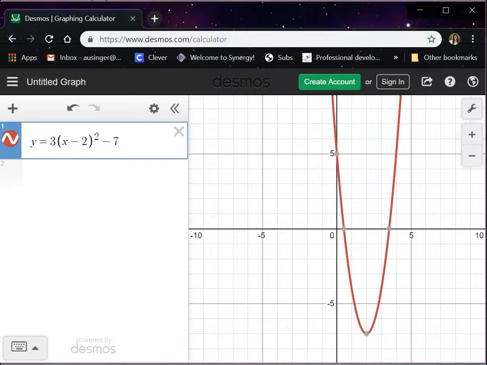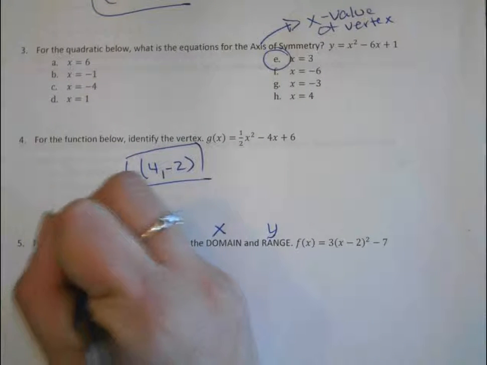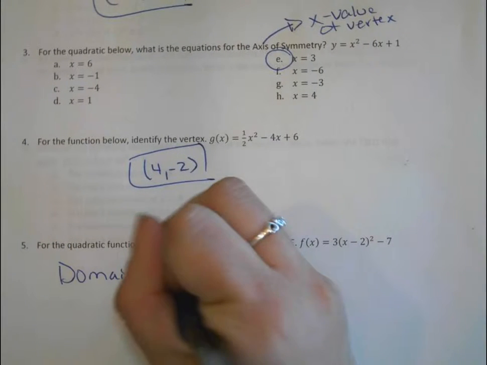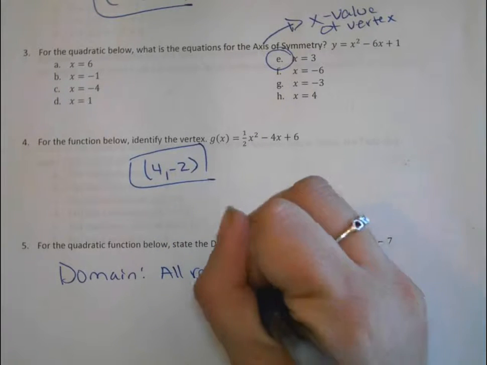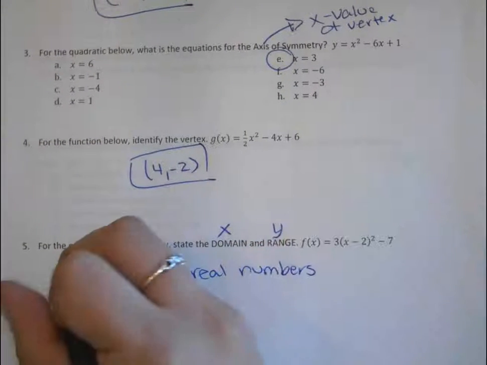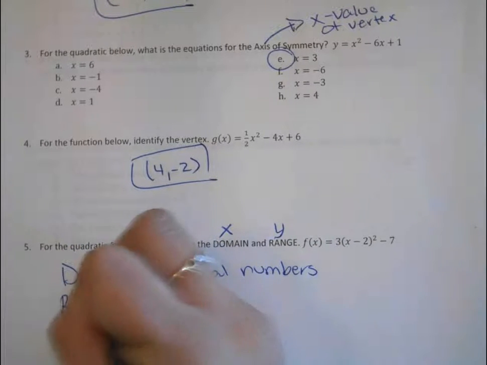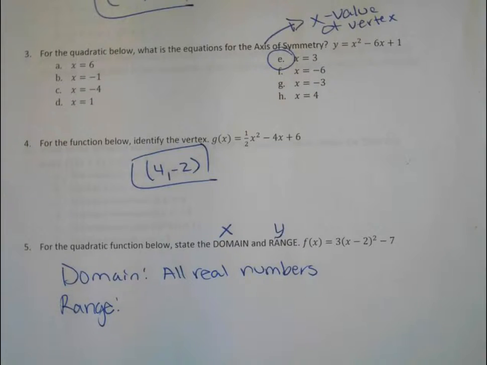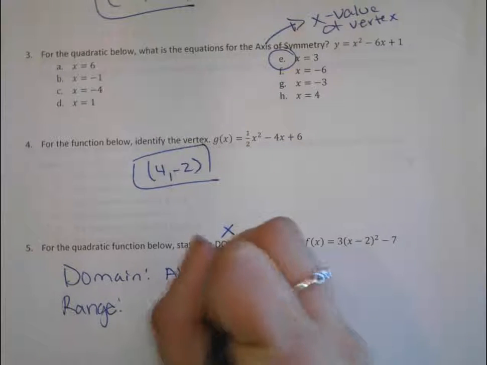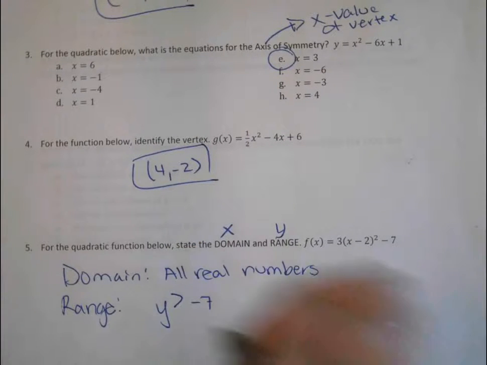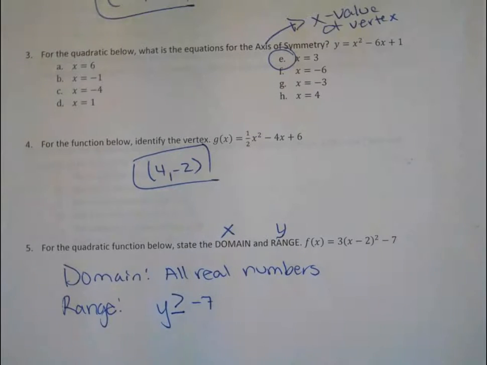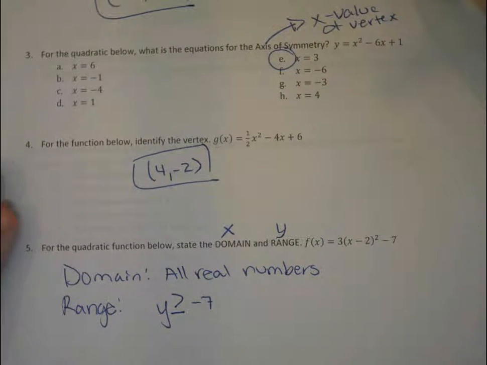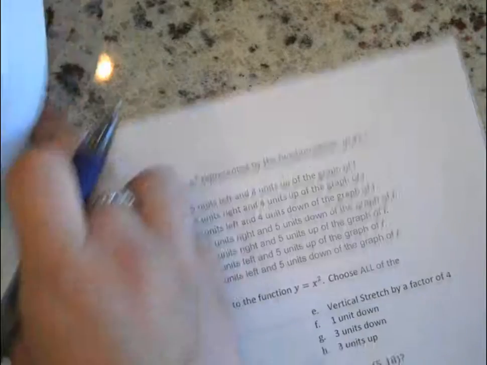So if I go back to my paper, my domain is all real numbers, and it will be for all of the quadratic equations. And my range is my possible y values. So if I go back and look at this graph, it starts down here, and all my other y values are above this point. So my lowest y value is the y value of my vertex, so the -7. And because they keep going up, they are greater than. It can also be -7 because that's the point of the vertex, so y is greater than or equal to -7. Okay. Moving on.